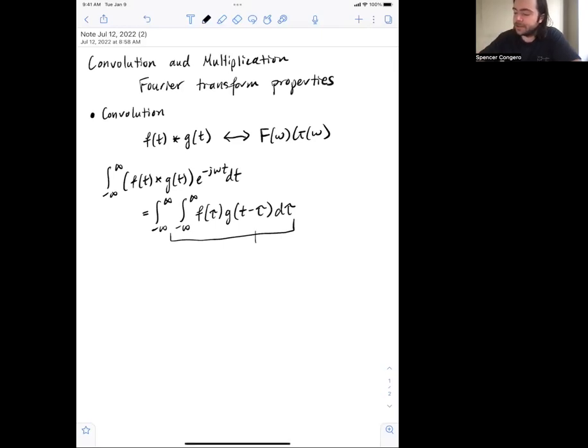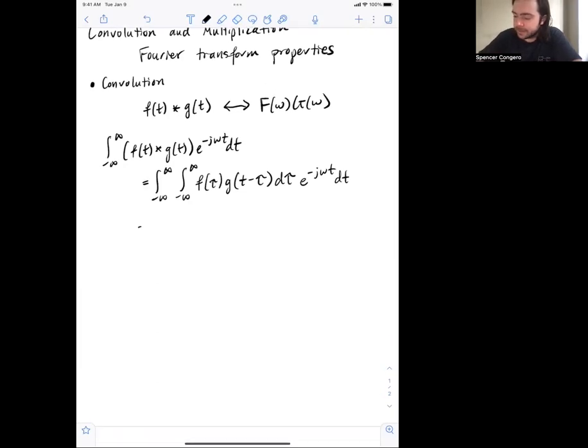And one thing to notice is that these arguments here always add up to t. So tau plus t minus tau is t. So this entire thing is an integral d tau. It gives us a function of t, and that function of t is the convolution of f and g. But we'll talk more about this in a future video. For now, we just need the definition. And then we have e to the negative j omega t dt.